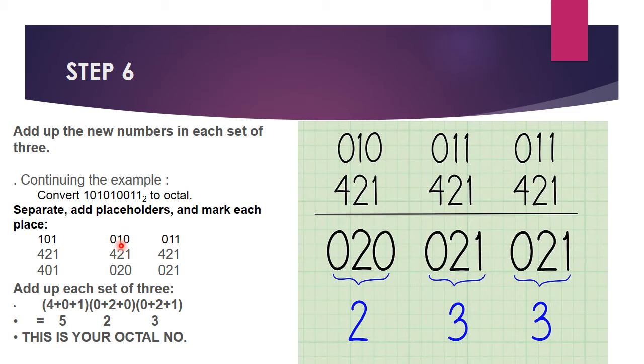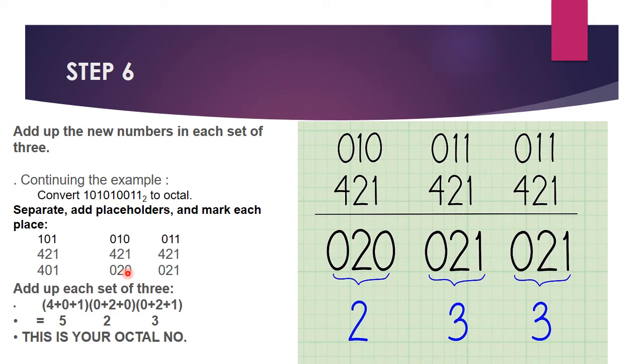Now below this 1 you are having 2, so that's why write 2. And then here in this second place you are having 0, so you write 0 only. And now here below this 1 you are having 1, so write 1. Below this 1 you are having 4, so write 4. And now add this up, 4 plus 0 plus 1, it is equal to 5.